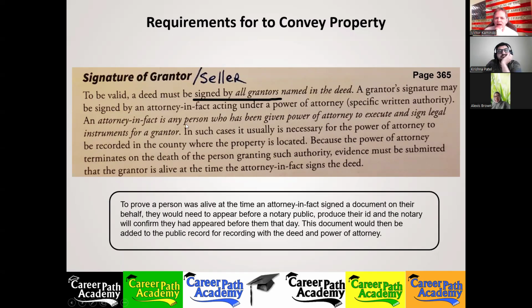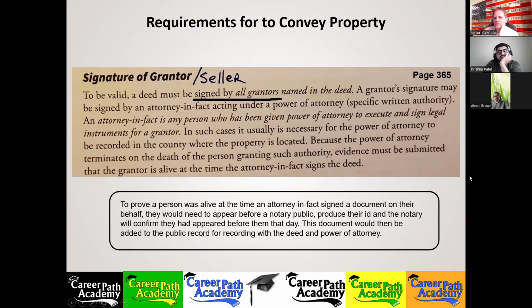But an attorney in fact is any person who's been given power of attorney to execute and sign legal instruments for the grantor. In such cases, it's usually necessary for that power of attorney to be recorded in the county where the property is located as well. That's being recorded with the deed, because the power of attorney terminates on the death of the person who granted them that authority. Evidence must be submitted that the grantor was alive at the time the attorney in fact signed the deed.